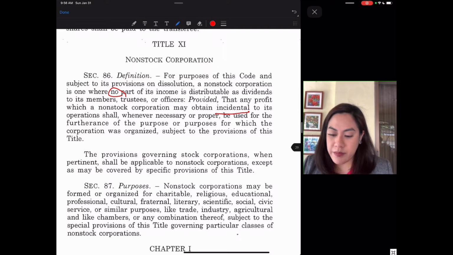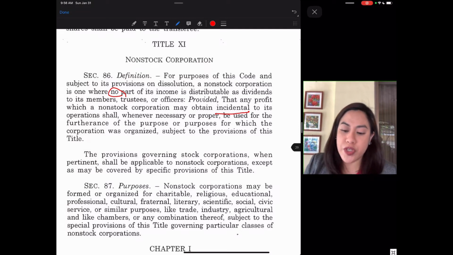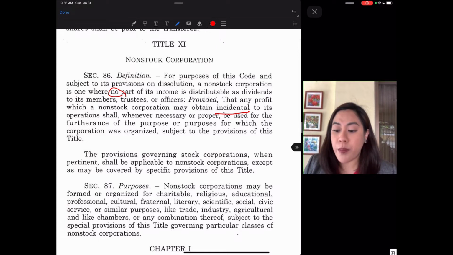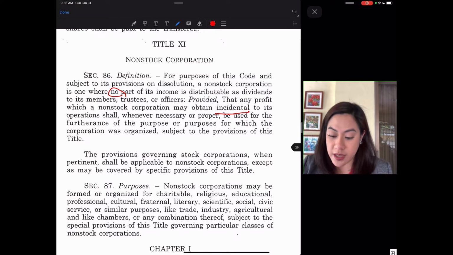So again, I will repeat, distribution of income, as I mentioned earlier, does not just limit itself to distribution of cash or property. It can actually be in the form of receiving benefits like commissary privileges, importation of goods duty-free, purchase of food and other items at reduced prices, or return or refund of capital at the end of the membership. So these are forms of distribution of income that is not allowed under Section 86.